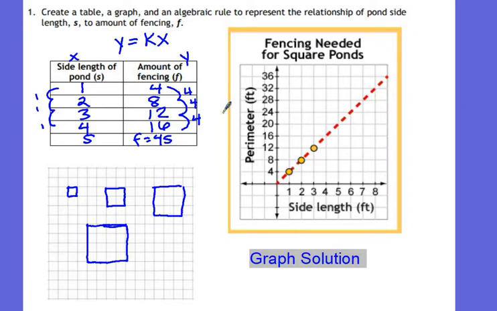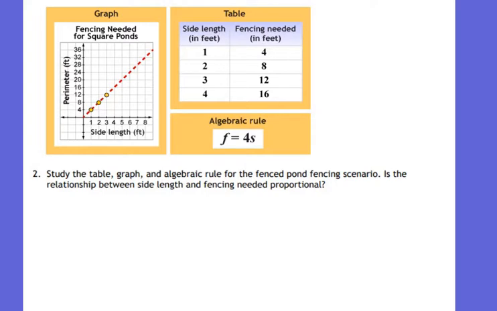All right, let's continue answering some questions. We're going to go to problem 2. And to answer problem 2, we're looking at the 3 things that we just found for our fencing problem. It says to study the table, graph, and the algebraic rule for the fenced pond scenario. Is the relationship between the side lengths and fencing needed proportional?